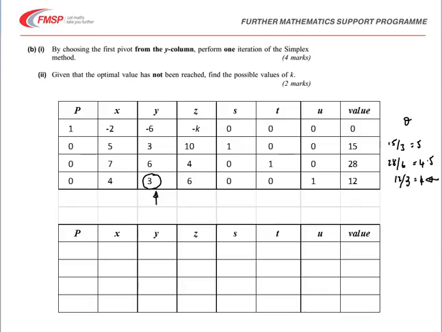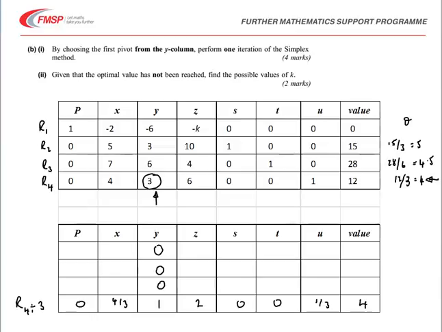Now what we have to do is to arrange for that column to be 0, 0, 0, 1. So the first thing to do is, let's call these row 1, row 2, row 3 and row 4, and we can make that a 1 by doing row 4 divided by 3. So you end up with, in that row, 4/3, 1, 2, 0, 0, 1/3 and 4.